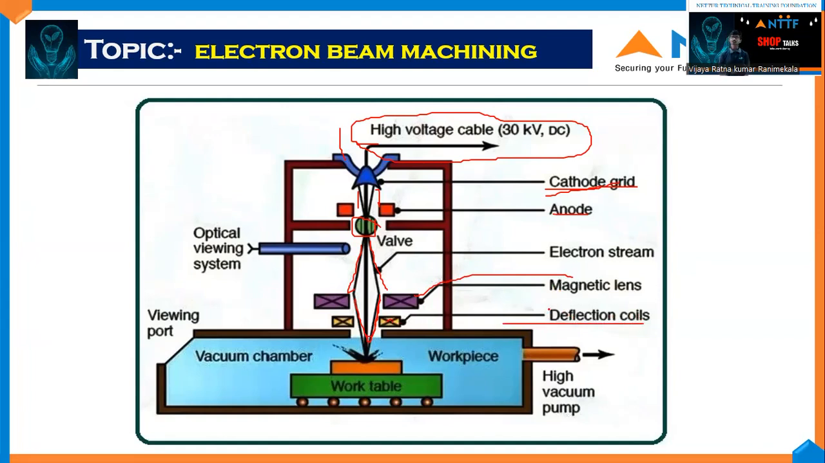And the deflection coils are also called electromagnetic lenses and they concentrate the electrons towards the workpiece. There is a blue color chamber called vacuum chamber which is used to clamp the workpiece with the help of some fixture.